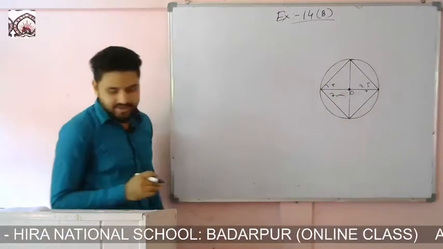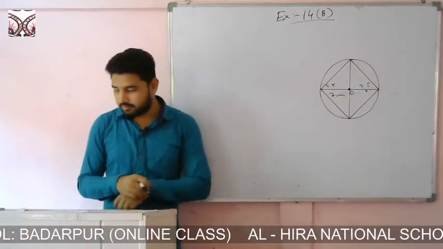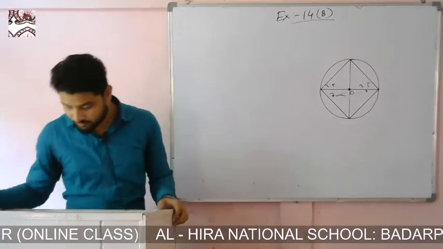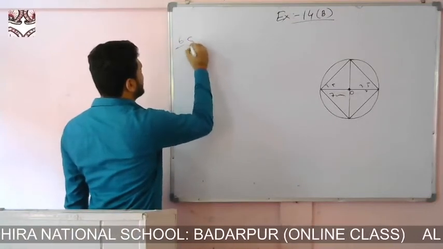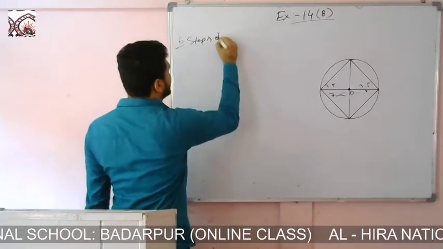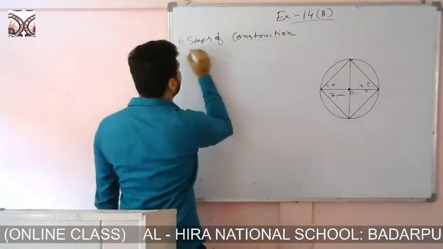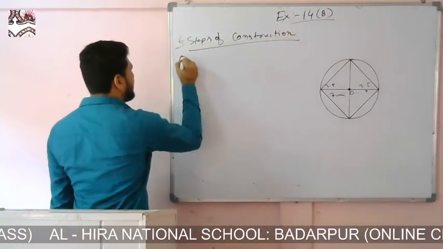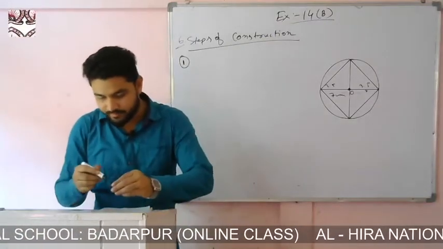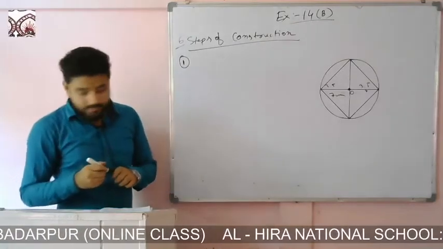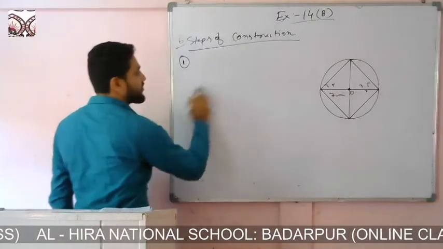So first you write the steps of construction. Write number 6, steps of construction. What figure is formed by joining the ends of this diameter? That is a square. So write construction.